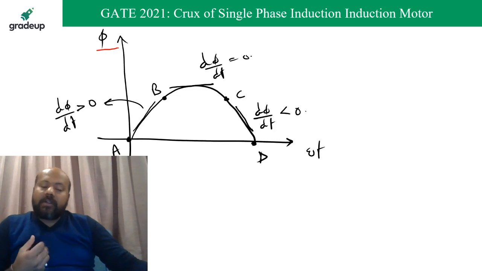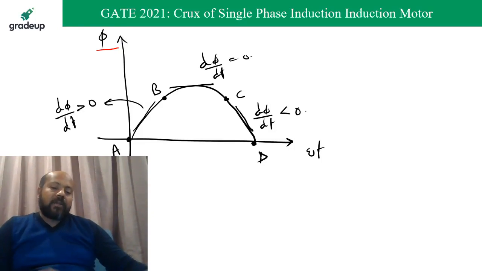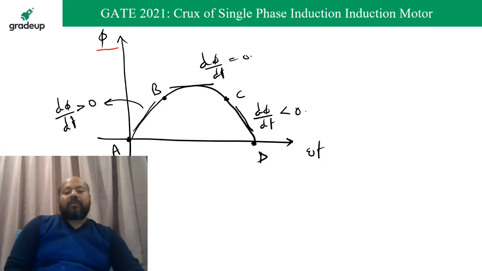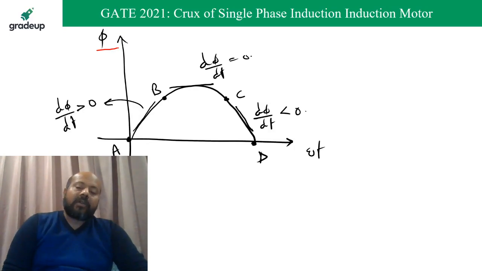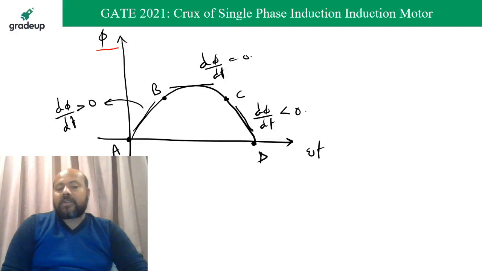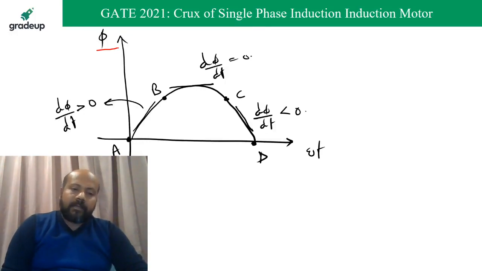And what is the nature of this EMF? From Faraday's law or Lenz's law, you can say the nature of induced EMF because of the rate of change of flux is to oppose its own cause. That is Lenz's law. So this diagram, the variation of flux for a half cycle of sinusoidal variation, shows you that there are three broad sections in the variation of flux: A to B, B to C, C to D.